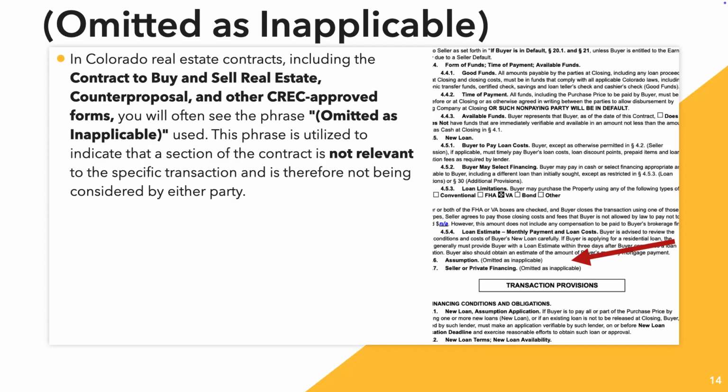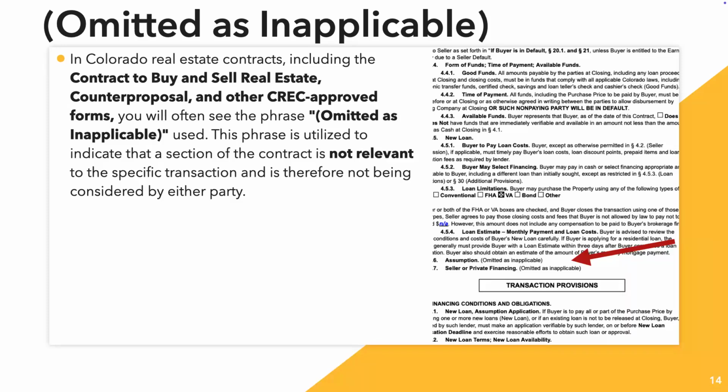But you can see that we actually have this ability to remove that section, and it doesn't completely erase it. What it does is it just says, like, hey, there was a section around assumptions. There was also a section around seller or private financing, which is also few and far between. And we have omitted them. That's what this looks like. All right. So you as a real estate agent on a Colorado Commission approved form have this phrase that will pop up.